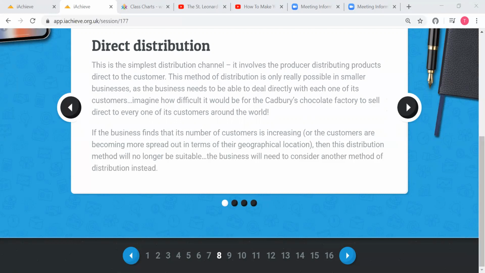Again, each one of these squares should have a channel of distribution, and then at least 1 advantage and 1 disadvantage for each. Secondly, you've got a similar example. This is an egg farmer in Somerset. He produces 6,000, well, he doesn't, the chickens produce 6,000 eggs per day. And what are the different channels of distribution he could use? What are the advantages and what are the disadvantages of each one?